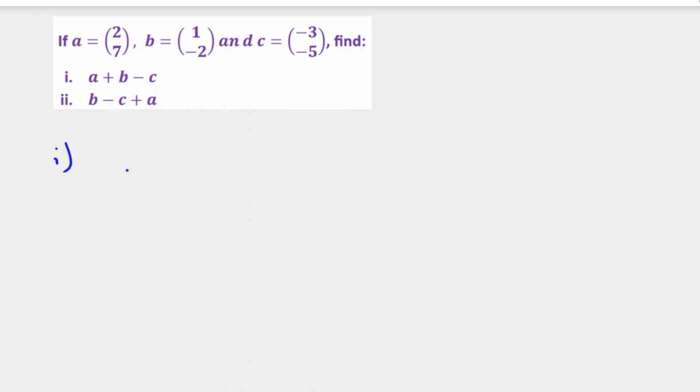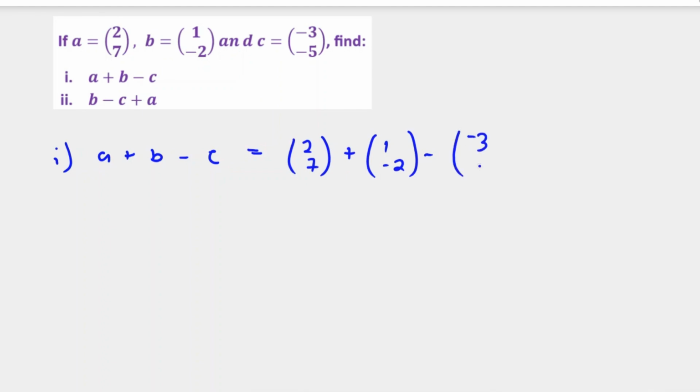To find the vector A plus B minus C, with the information given already, we just have to do substitution. So the vector A has components 2, 7. So you just have to write 2, 7. We are doing substitution directly. Plus the vector B has components 1, negative 2. The next one is minus vector C, that is negative 3, negative 5. So that is the correct substitution for you.